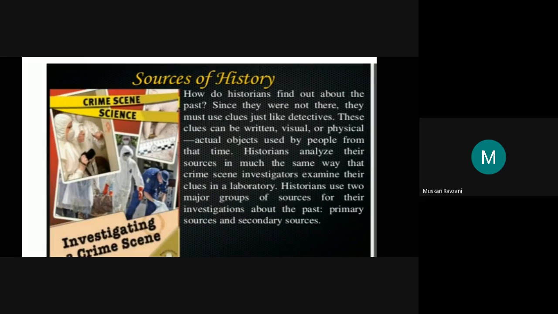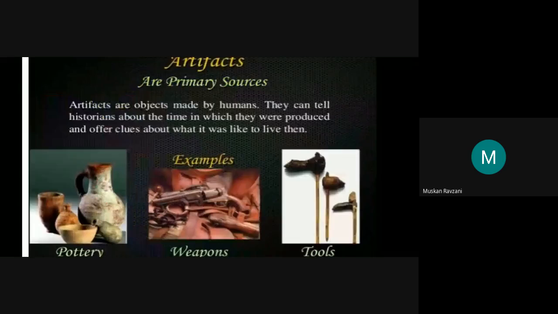So all these things, what do they indicate? They tell us about our past. They study, and then they evaluate and find a solution, and then they keep it for us. So such tools and weapons are found.